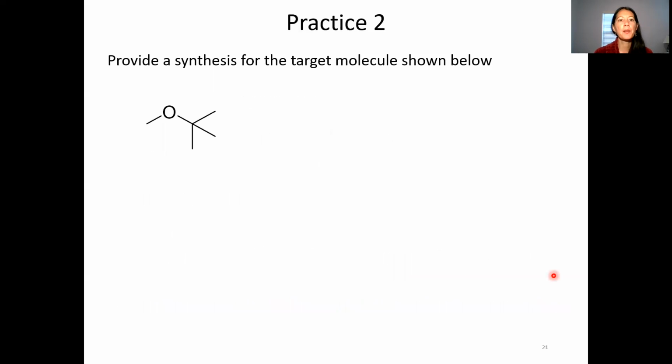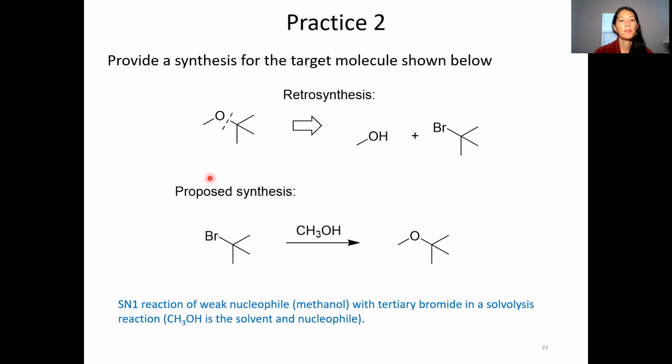Okay, let's do another one. Provide the synthesis for this molecule shown. This is an ether product. So go ahead and pause and do a retrosynthesis and then do a proposed synthesis in the forward direction. Okay, so I disconnected here between the O and the tert-butyl group. So you can have this coming back to methanol and this a tert-butyl bromide shown here.